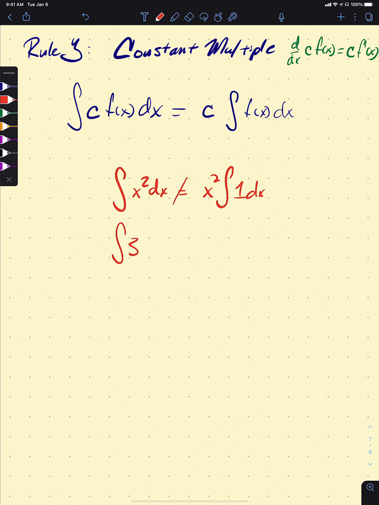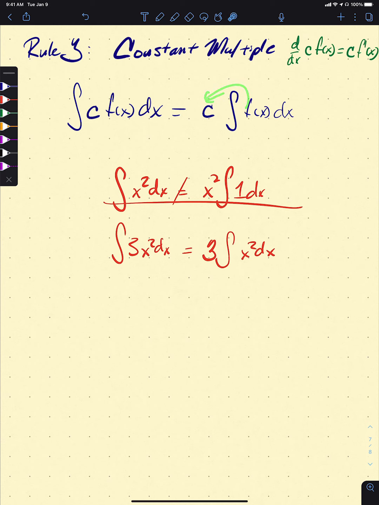But something like 3x squared dx, right? That is equal to 3 times the integral of x squared dx, right? It's very important not to make this mistake, and it's super easy to, because you're like, oh, well, if I can just pluck things out front, why don't I do this?